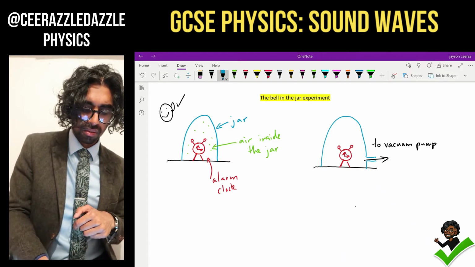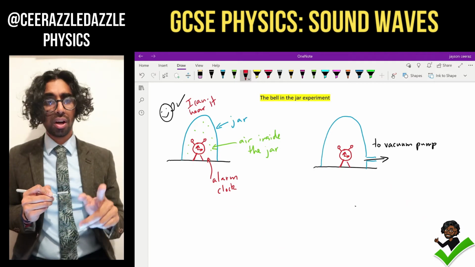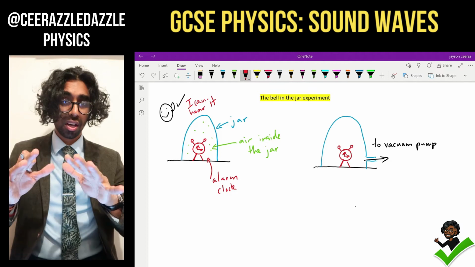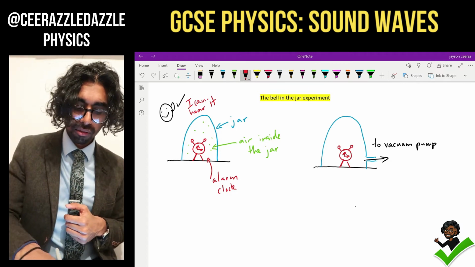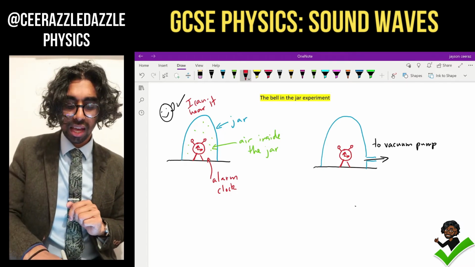So let's put that down. I can hear it. So why? Make sure you understand the reason why. It's because the sound can travel through the air and hit the jar and then travel towards us through the air. But what happens now if I have the bell in the jar but I suction out the air particles?